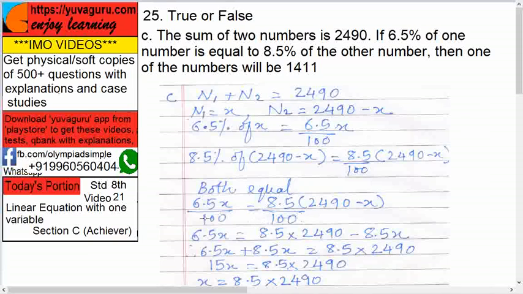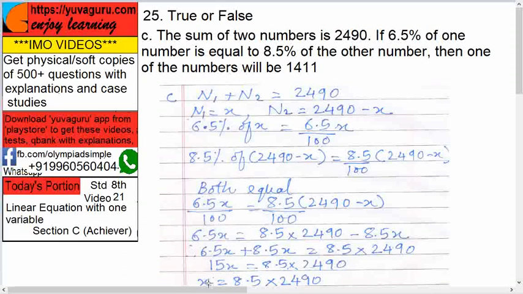100 is the same on both sides, it gets cancelled. So what remains? 6.5x equals 8.5 into 2490 minus 8.5 into x, right? So take 8.5x on this side, the left-hand side. So 6.5x plus 8.5x, and this as it is, 8.5 into 2490. So next, 6.5 plus 8.5 is 15, right? 15x equals 8.5 into 2490. See, you can solve this also and find the answer, but it is not needed because it will get cancelled afterwards.